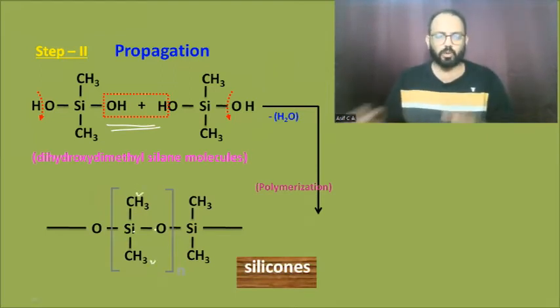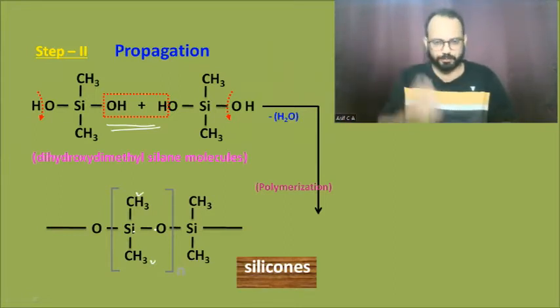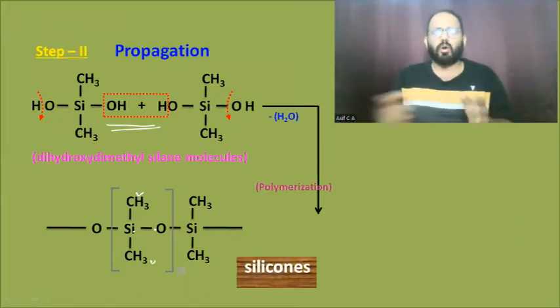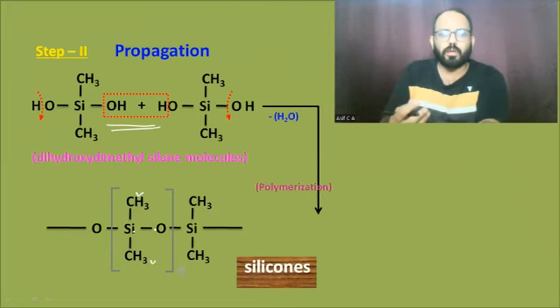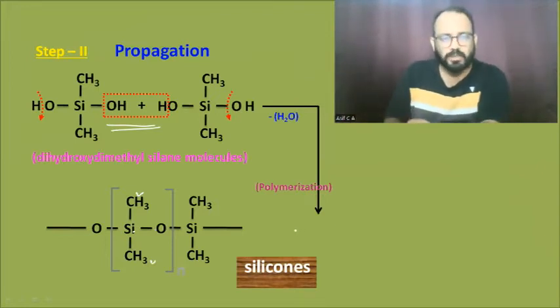R2SiO, that's a repeating unit. Polymer, it's a repeating unit of something. So this is silicone. Propagation. Okay, if I don't prepare the silicone with a trimethyl group, this will continue, but I wanted to stop it somewhere.